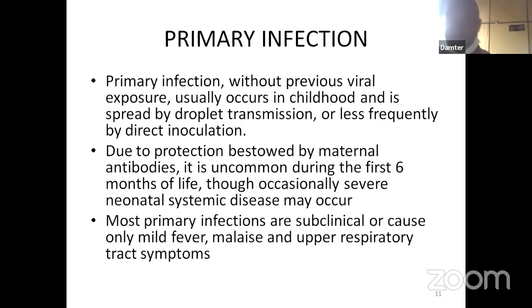The primary infection usually occurs without previous viral exposure, so it usually occurs in childhood and is spread by droplet transmission, or less frequently by direct inoculation. Due to the protection bestowed by maternal antibodies, primary infection is uncommon within the first 6 months of life, though occasionally severe neonatal systemic disease may occur. Most primary infections are subclinical and only cause mild disease such as fever, malaise, and upper respiratory tract symptoms.